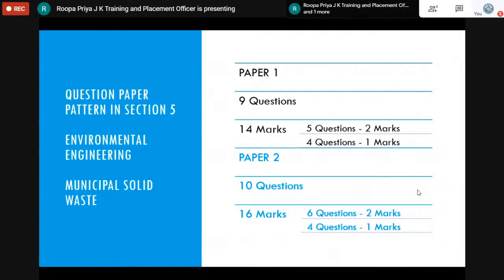So this is just a sample for you to understand the possible number of questions and the marks allotted for them.